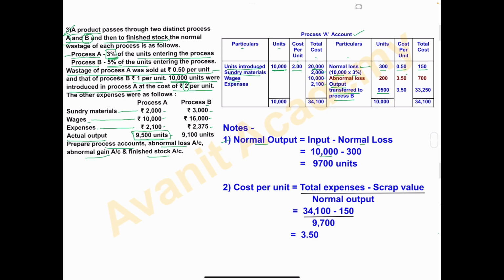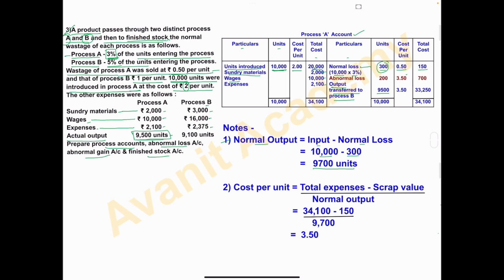Normal loss quantity is 300. Take here 300, and from 10,000 minus 300 you will get 9,700 units. This is the normal output. Next we'll calculate the cost per unit.